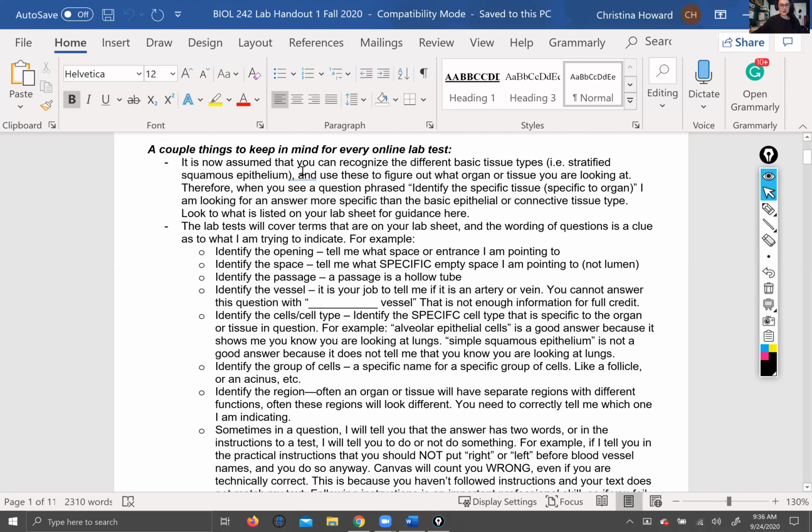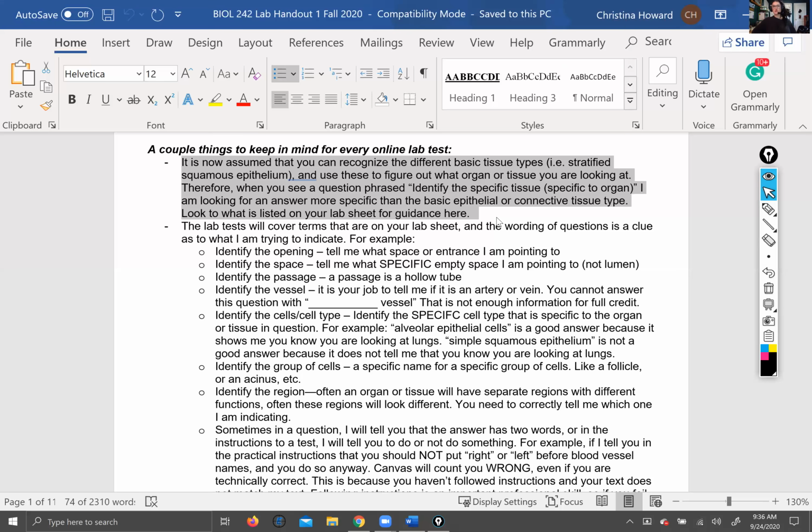One of the most common errors I see is this first one here. So I will read you this passage, and it goes like this. It is now assumed that you can recognize the different basic tissue types. So being able to differentiate epithelium from connective tissue and being able to recognize the different kinds of epithelium or the different kinds of connective tissue. And so now that the training wheels are off, we're past 241, I'm not going to directly ask you if something is, for example, dense regular connective tissue. You should know that by now.